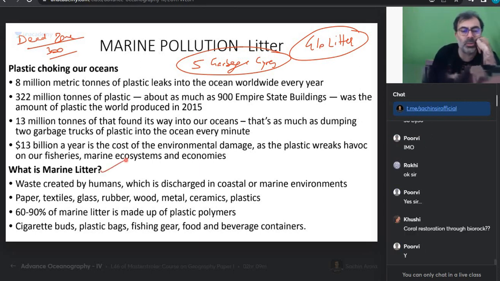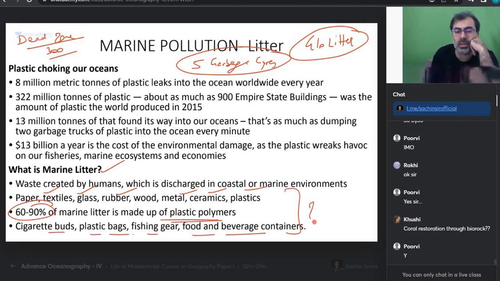So what marine litter is going there? Humans' waste, paper, textile, everything is there. 60 to 90% of the litter is made up of plastic polymer, which will not easily go away. Cigarette butts, everything you throw, it goes into the oceans. Is everyone okay?